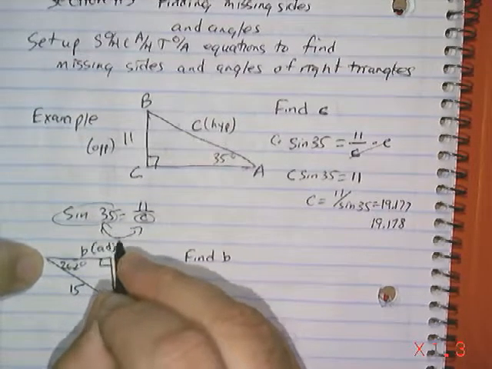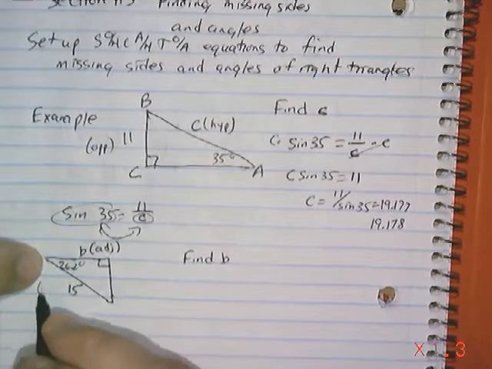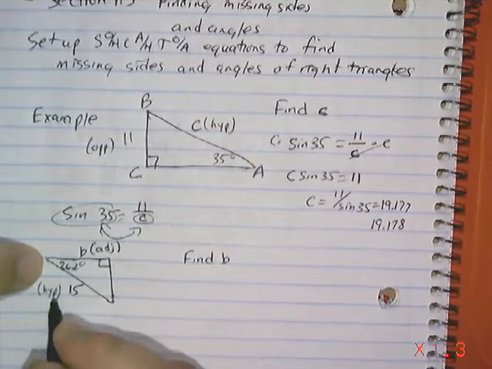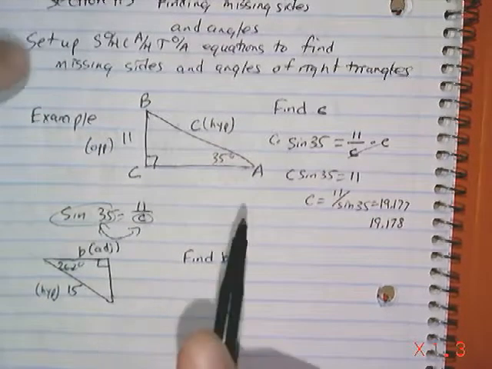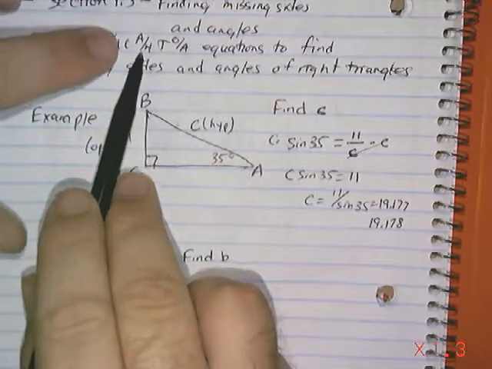Okay, so that's how we find sides. We set up a sine, cosine, or tangent equation, depending on what they're asking for and what's given. That's how we set it up.